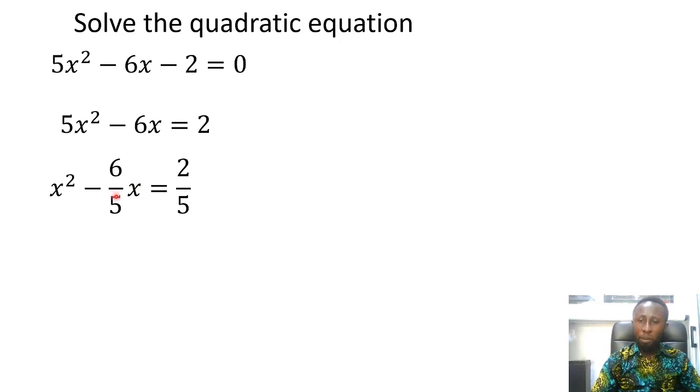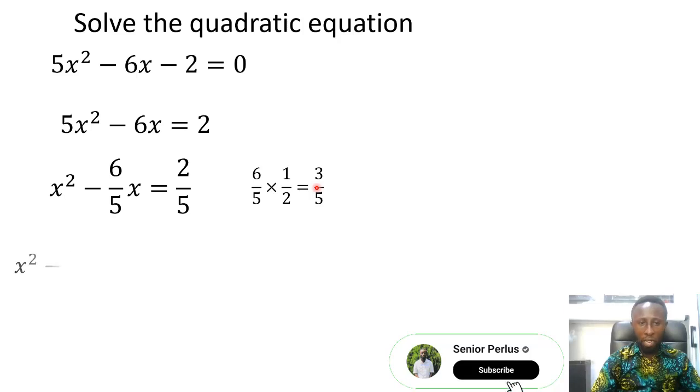Now we said that our next step is, yes, we have negative 6 out of 5. We take half of it. So you multiply the coefficient of s by half. The answer that you get, you square it and then you add to both sides. So half of negative 6 out of 5, 6 out of 5 times half, you get 3 out of 5. That's negative 3 out of 5. Then we square this one, then you add to both sides.